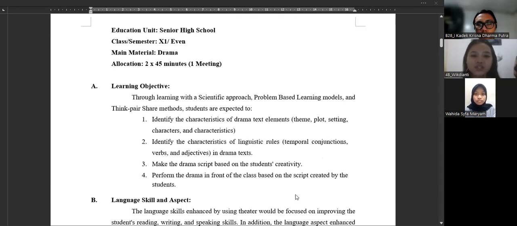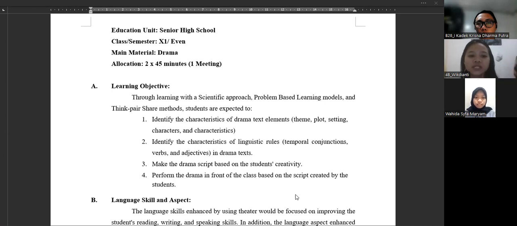All right, the first one is about the identity of our learning design. The education unit for this learning design is intended for senior high school, 11th class, in even semester. The main material is drama, and the time allocation is 2 times 45 minutes, so it is for one meeting.